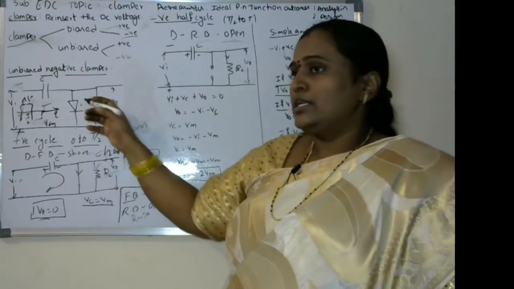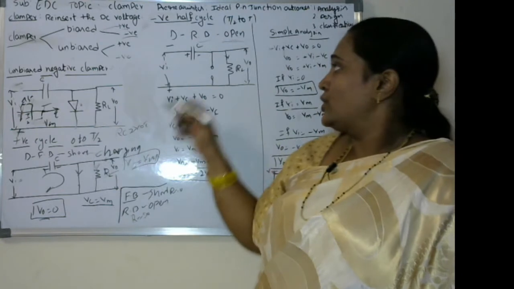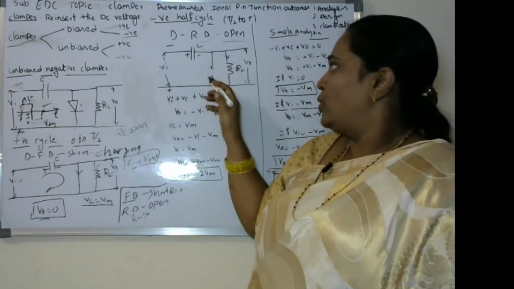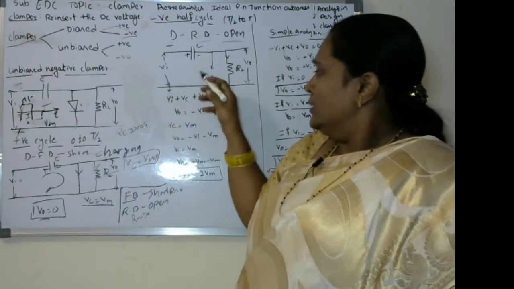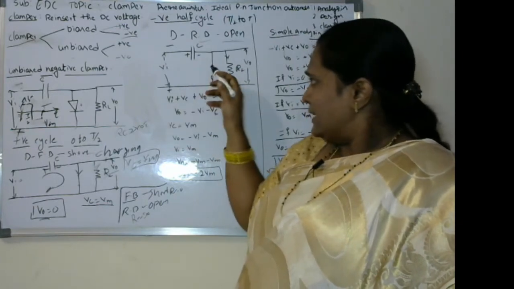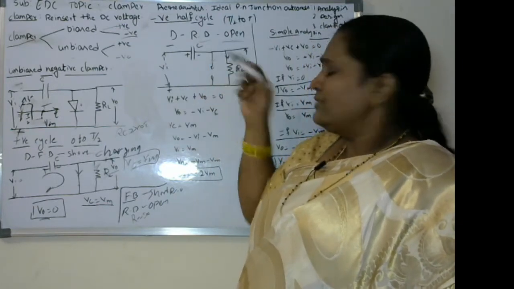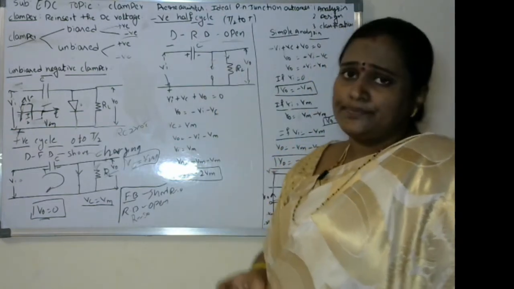Once we redraw the circuit, it will look like this. It has been opened in this case. Once it has been opened, no current will be in this path. Almost all the current will choose this path, right?